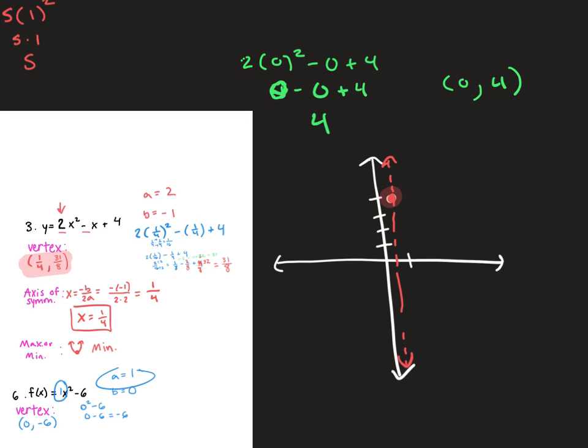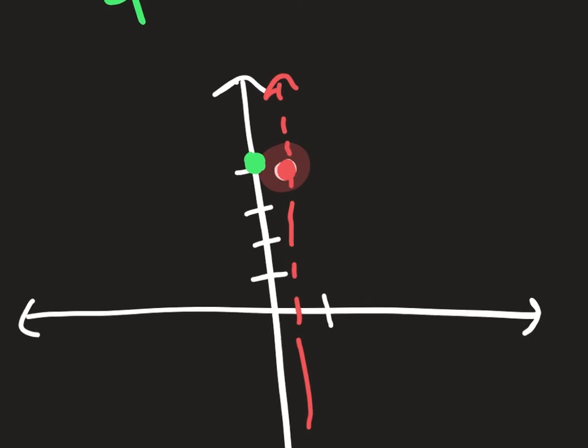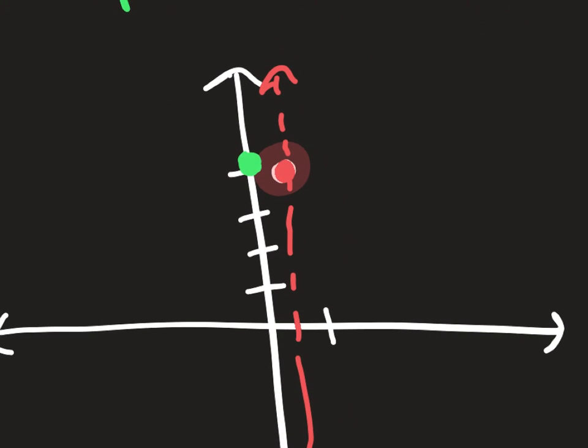So we stay on 0, go up 4. Now, this one's a little tricky because we are 1/4 of a space away on the left side. So we have to be 1/4 of a space away on the right. So our next point is just going to be the same distance, but there. And then we graph our parabola.